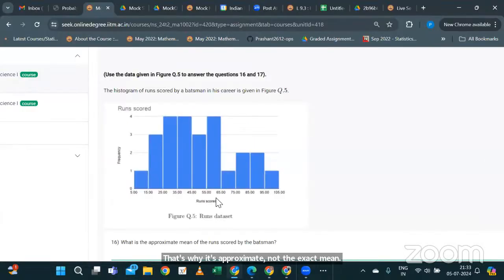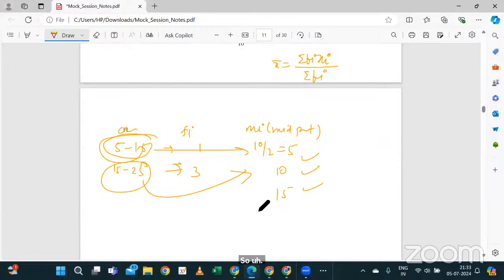So the midpoint won't be 10, no? The midpoint, the class value, should be 10. Suppose you have some observations. What will be the best representative for those observations? The class mark. The class mark is the mean, right? Yes.